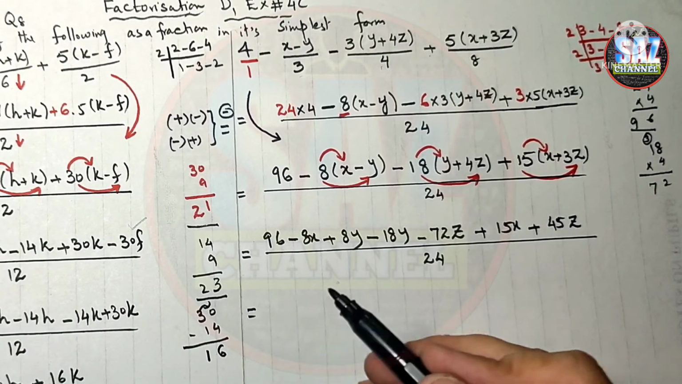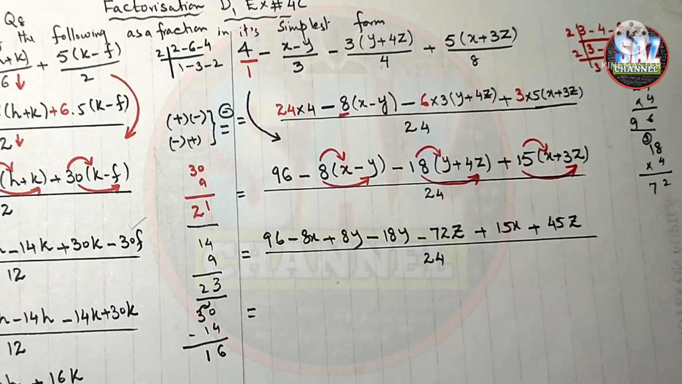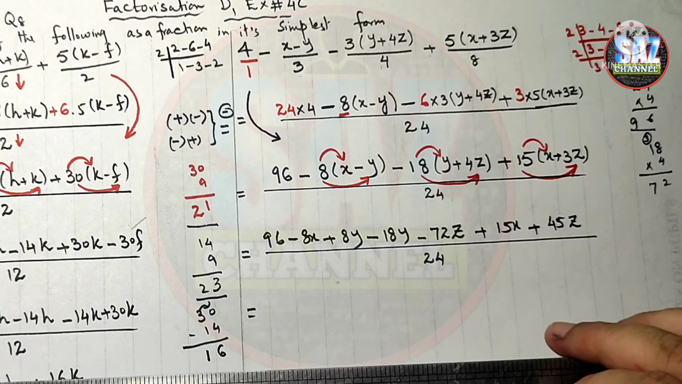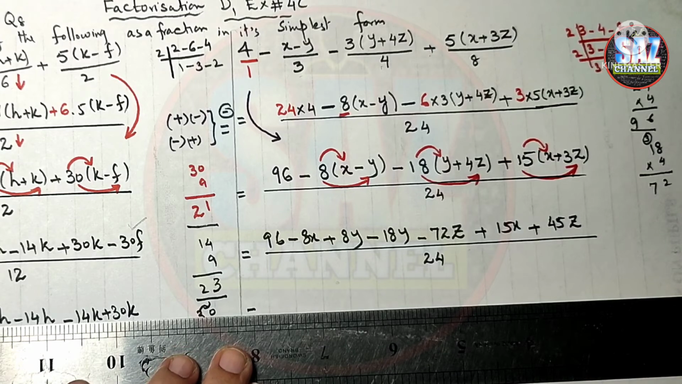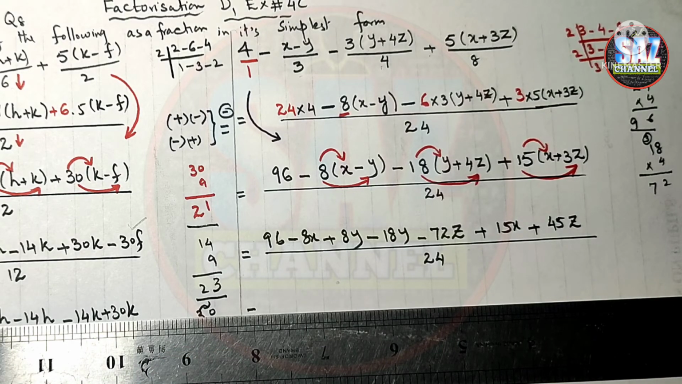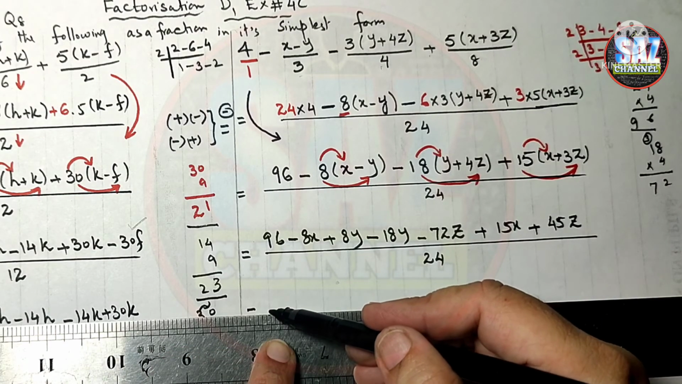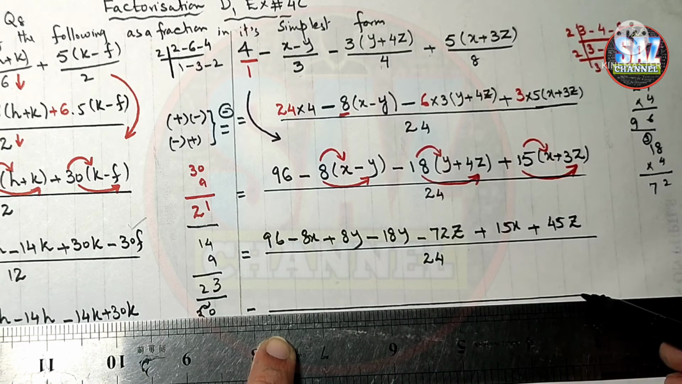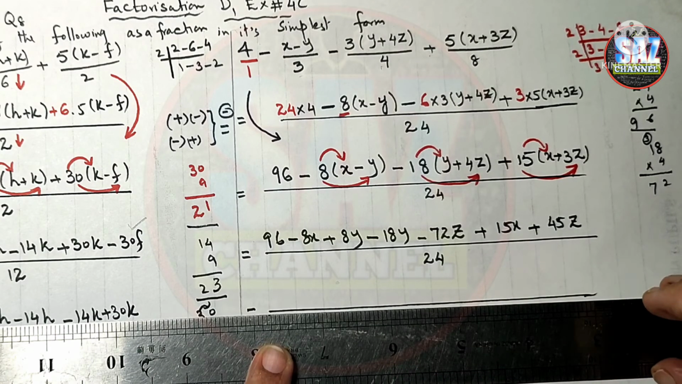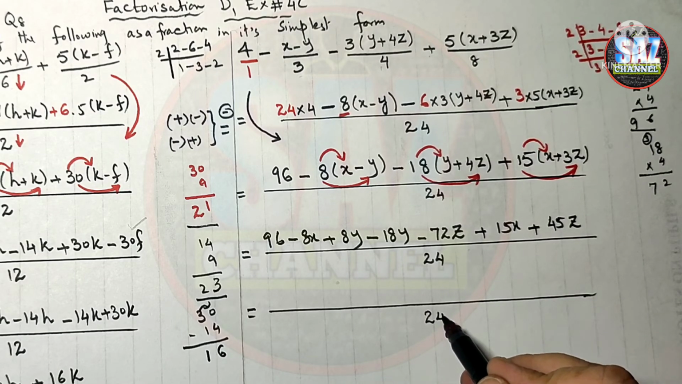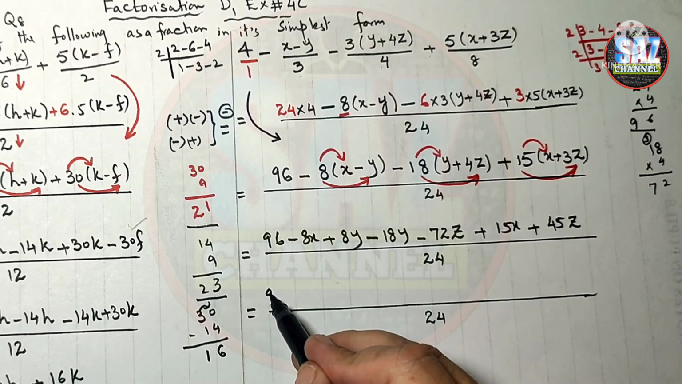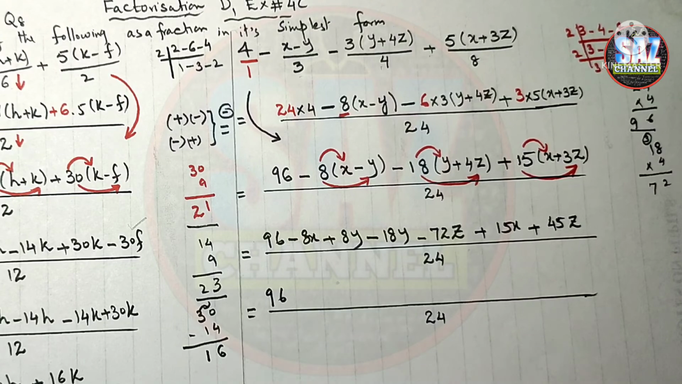Now it's time to write down the like terms together. Okay, this time the question has a constant term as well. If we look at the question carefully, the rest of the parts of the numerator do not have any constant. So 96 doesn't have any friend, so 96 will come as it is.